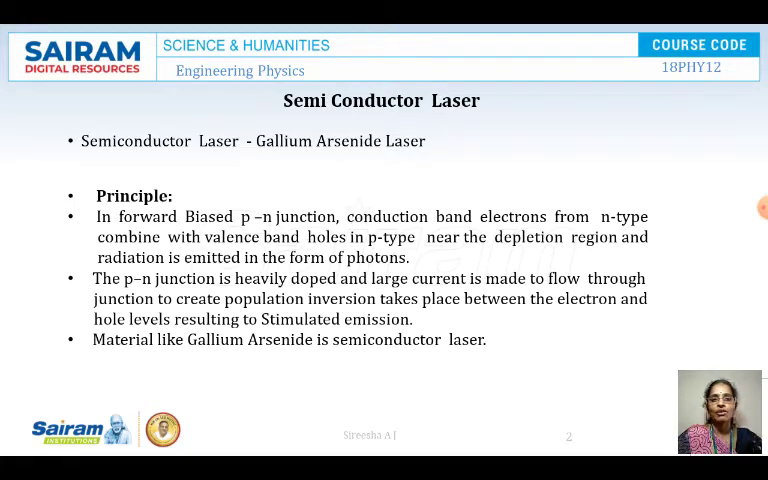Energy is given out in the form of radiation, and it constitutes a stimulated emission because of the pumping mechanism, and a small ignition leads to the stimulated emission. So materials like gallium arsenide are semiconductors. If it is a heavily doped PN junction, if it is forward biased, electrons from the conduction band of the N-type combine with the valence band holes in the P-type near the depletion region, and the radiation is emitted in the form of a photon. This is a heavily doped junction. It is nothing but a junction diode. It is a gallium arsenide laser. So this is the principle involved in the semiconductor laser.